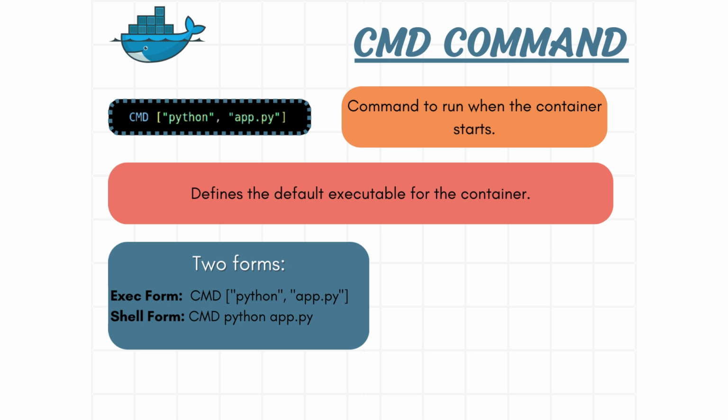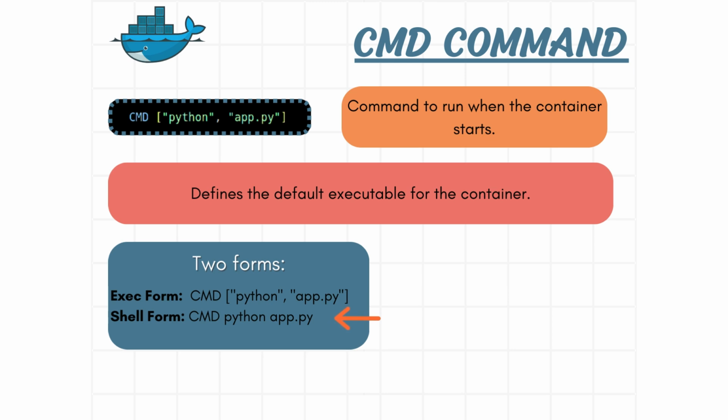Exec form, the preferred method, provides the command and its arguments as a JSON array. For example, CMD ["python", "app.py"]. This form ensures that the command is executed directly without involving a shell, making it more secure and efficient. Shell form: the command is provided as a string. For example, CMD python app.py. This form involves a shell, which can be useful if you need shell features like variable substitution, but it's generally less secure.